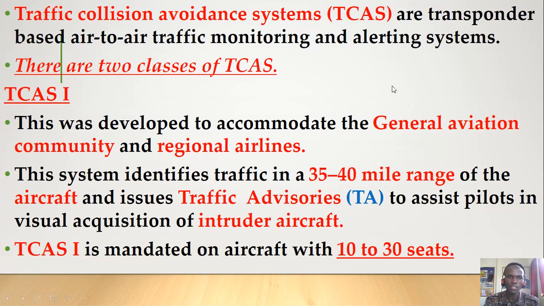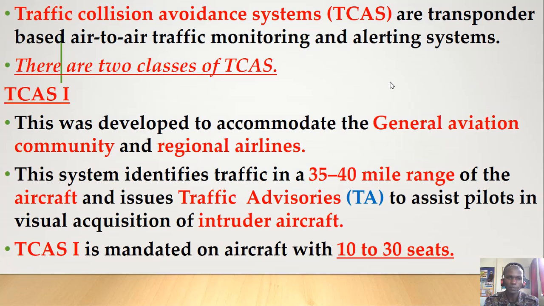Here we mean that each aircraft has a transponder. So those transponders communicate together and the two aircraft are able to communicate. There are two classes of TCAS. We have TCAS 1. This was generated to accommodate the general aviation community and regional airlines. This system identifies traffic in a 35 to 40 mile range of the aircraft and issues traffic advisories, TA, to assist pilots in visual acquisition of intruder aircraft.